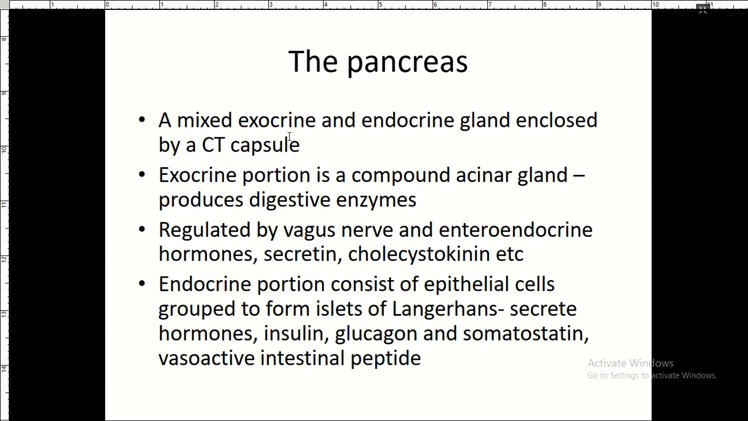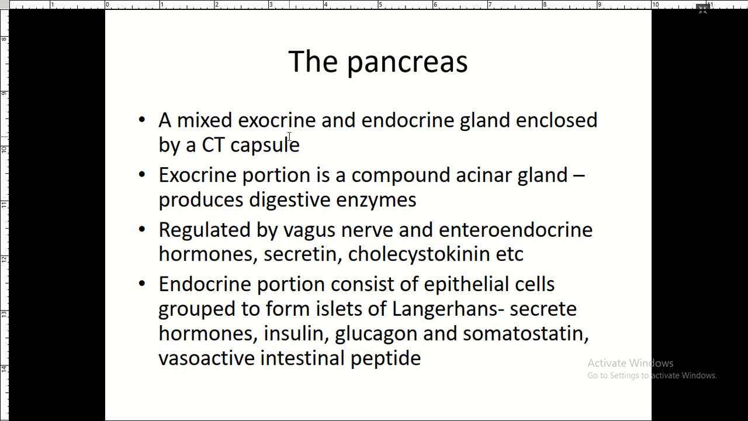Let's start with the pancreas. The first point you need to understand about the pancreas is that it is a mixed exocrine and endocrine gland. So you're going to have some exocrine function of the pancreas where there will be secretion of digestive enzymes, right? And then you're going to have the endocrine function of the pancreas where you're going to have the formation of insulin, glucagon, somatostatin, and a lot of hormones.